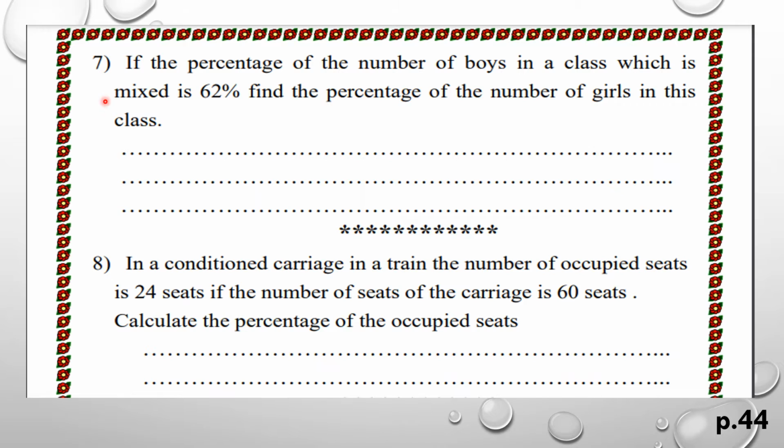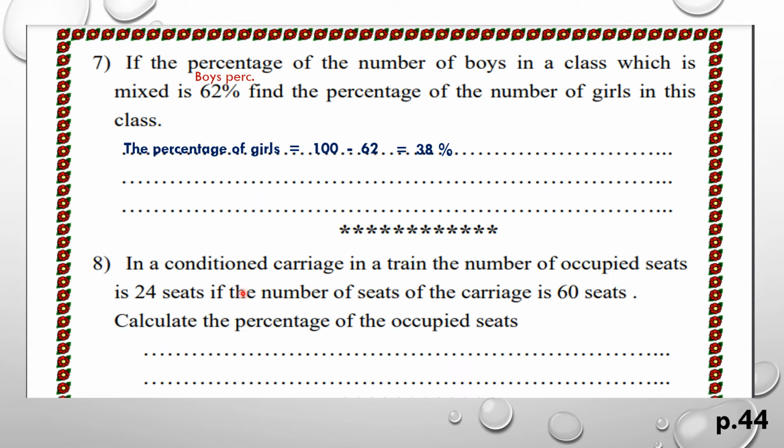Page 44, number 7. If the percentage of the number of boys in a class which is mixed is 62%, find the percentage of the number of girls in this class. So, this 62%, this is the boys' percentage. We want to find the percentage of the number of girls. So, the percentage of the whole class represented by what? By 100%. To calculate the percentage of the number of girls, we are going to subtract. The percentage of girls equals 100 minus 62 equals 38%.